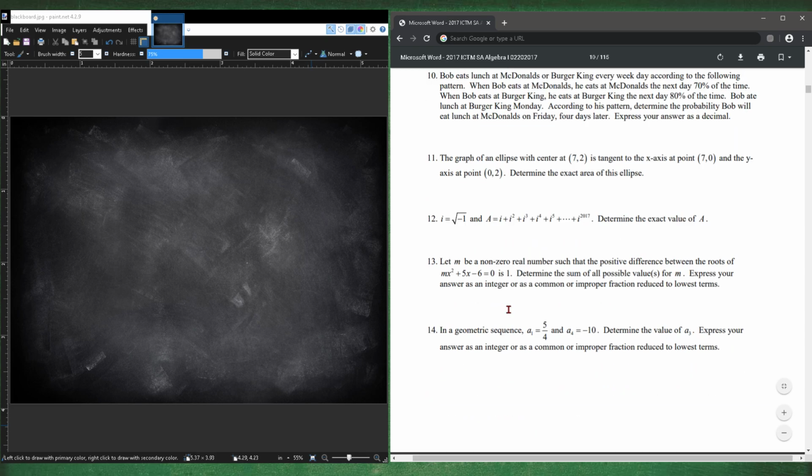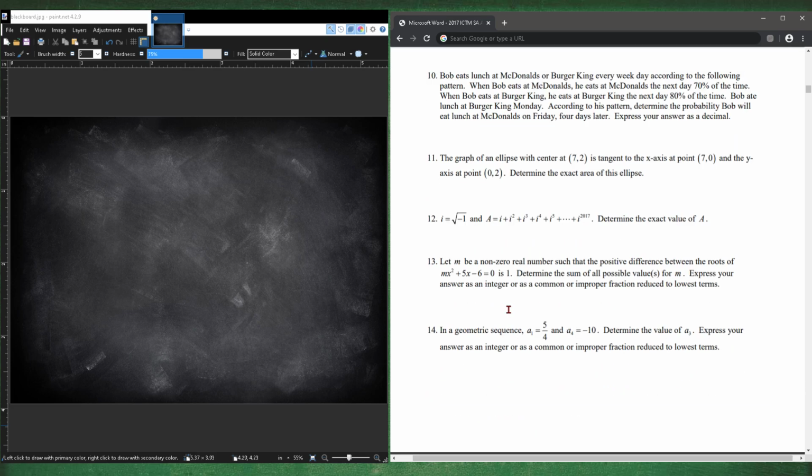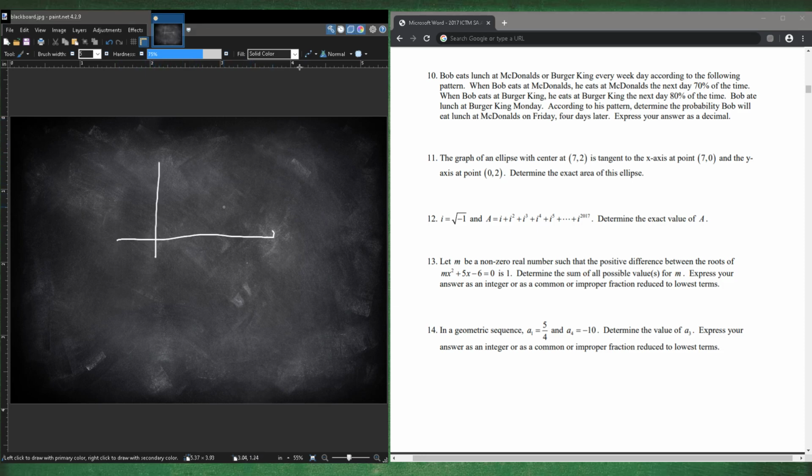Okay, number 11. The graph of an ellipse with center (7, 2) is tangent to the x-axis at (7, 0) and the y-axis at (0, 2). So let's say this is (7, 2). It's tangent at (7, 0), so right here, and tangent at (0, 2) right here. So the distance from here to here is 7, and this here is 2. So the ellipse looks something like this.